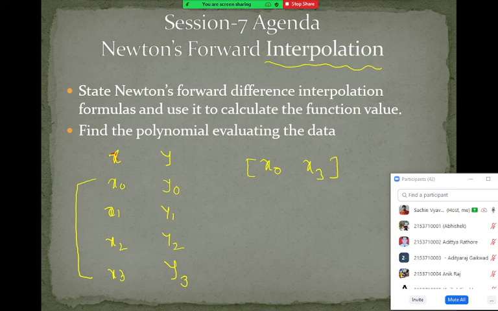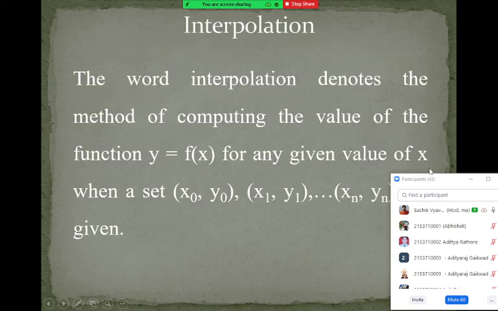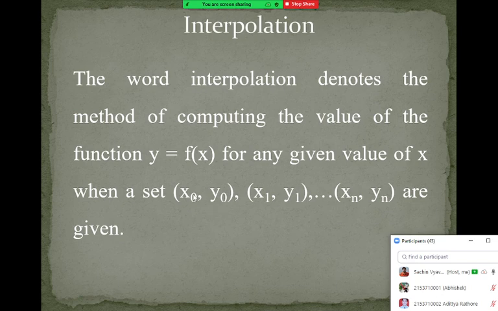So, in simple words, we are going to predict, or find the approximate value of y for a given value of x with the help of interpolation. That is our aim here. If you observe, we are given a set of values x0, y0 to xn, yn, so suppose we are given n pairs of x and y. We are going to predict the value of y for the given value of x. That is the purpose of interpolation here. Clear? Any doubt? No, sir.